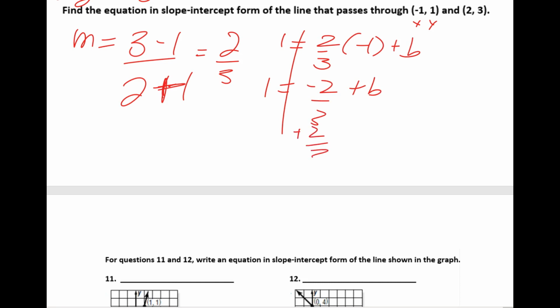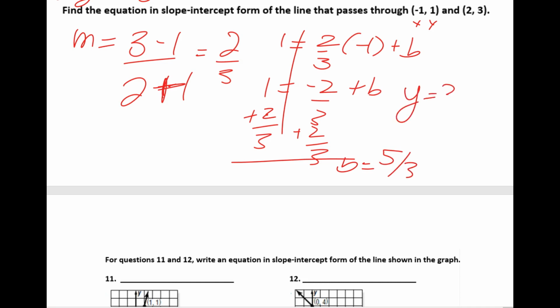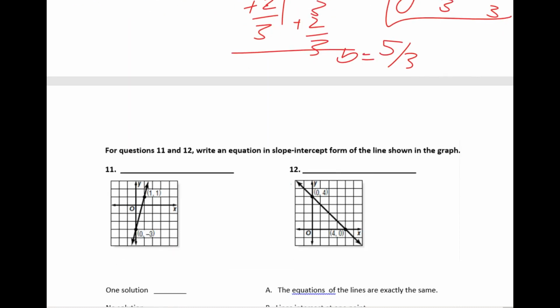Add 2/3 to both sides, y'all. I expect you to write this because I'm writing it. We can turn this to 3/3 if we want to, because 1 and 3/3 are the same thing. So 3/3 plus 2/3 gives me 5/3. So the equation of this line is y equals 2/3 x plus 5/3. Boom.